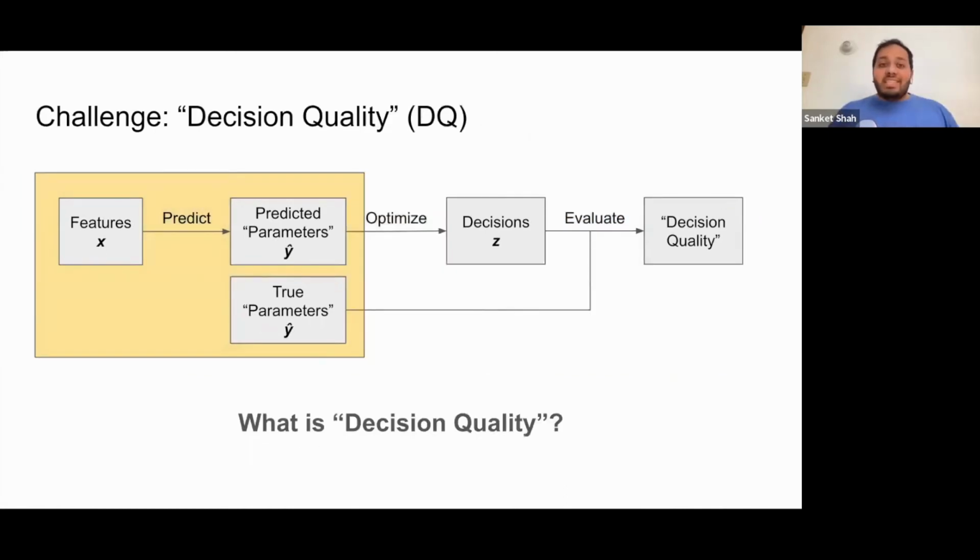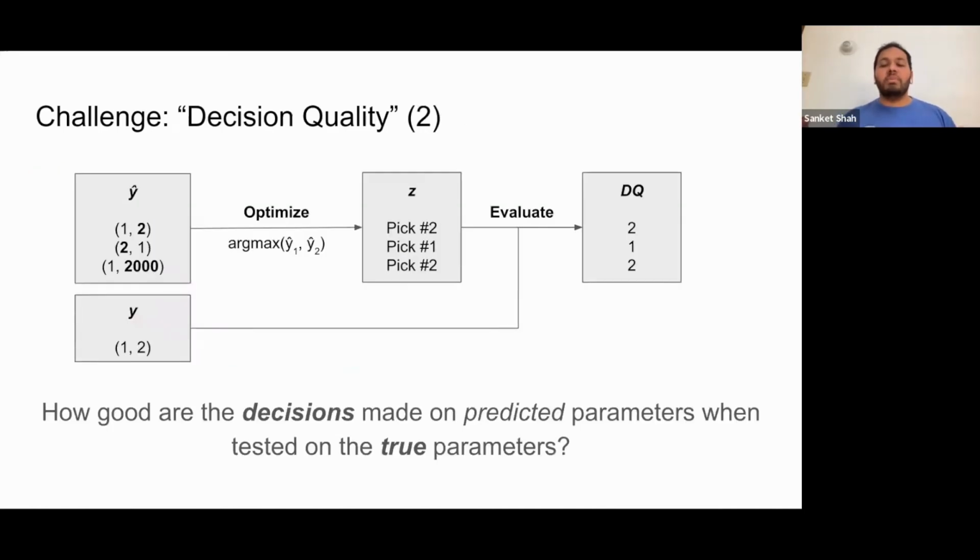Now, what's the challenge? To better understand the challenge, we first have to better understand what decision quality means. The way that people measure decision quality in these predict and optimize problems is, given a decision made on predicted parameters, how well does this decision do on true parameters?